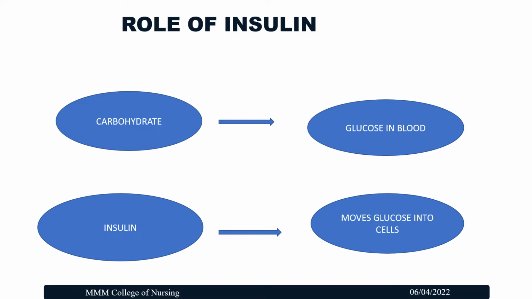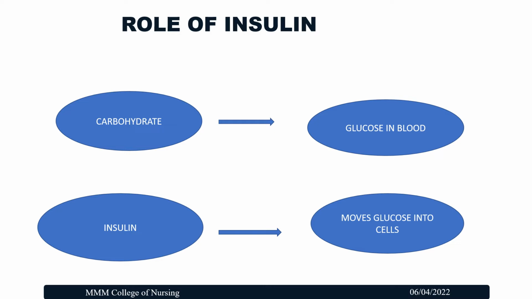So people with diabetes have high blood sugar because their body does not make enough insulin or because their body does not respond to insulin properly. Because of that only, people will get diabetes mellitus. So in that we have type 1 and type 2.